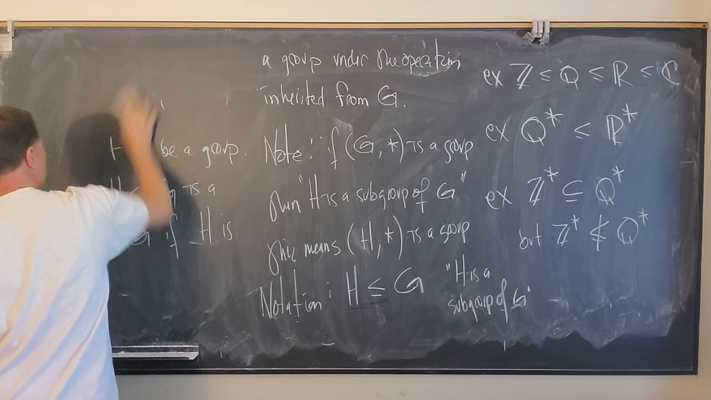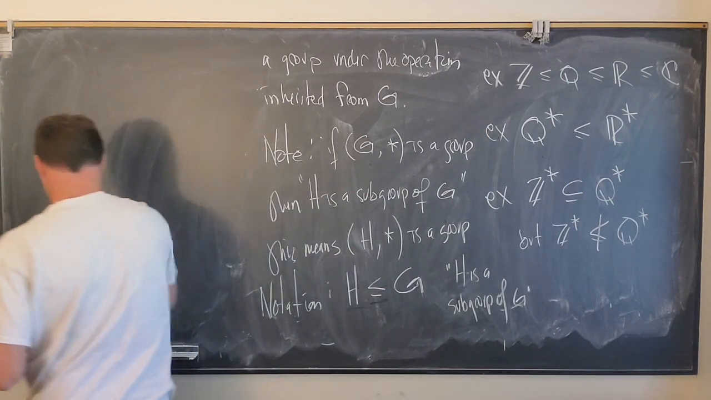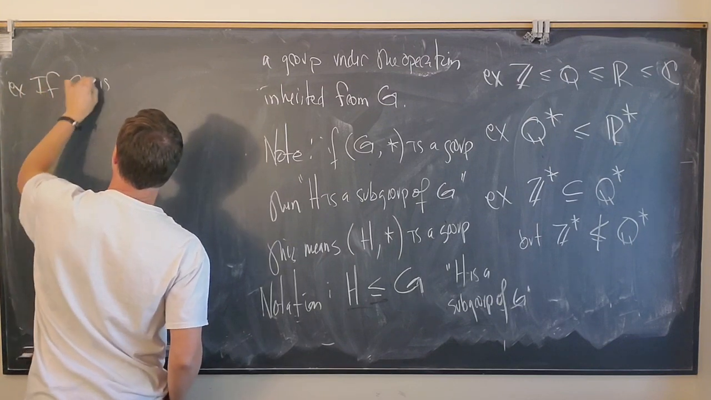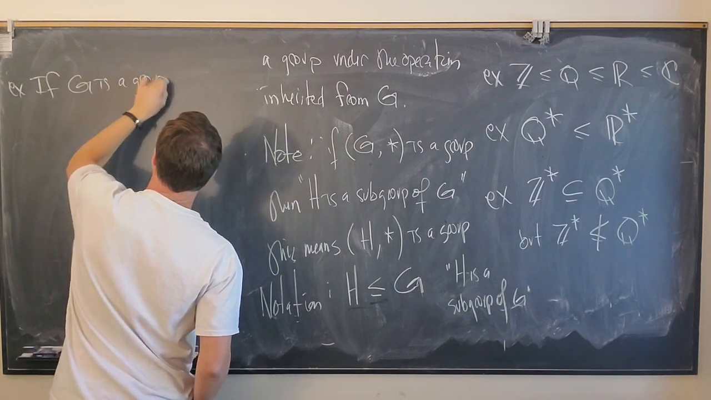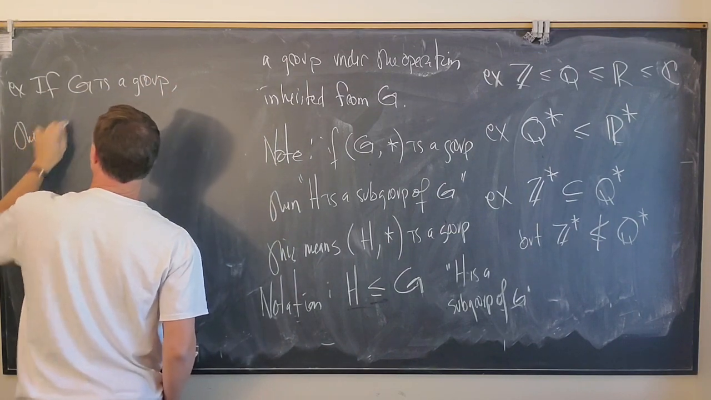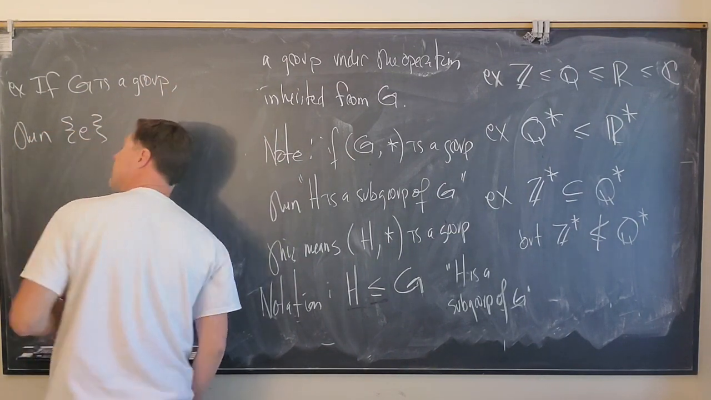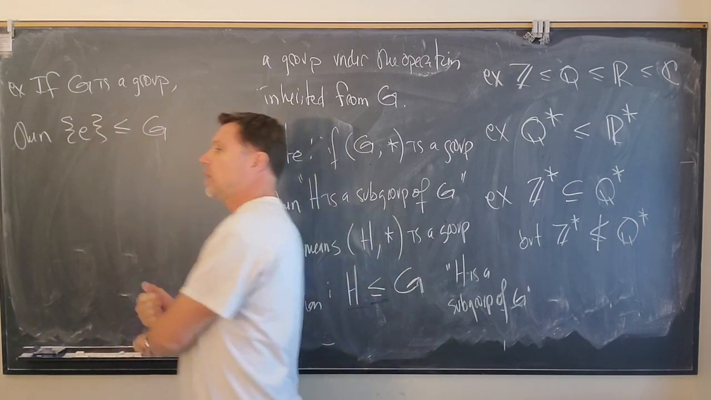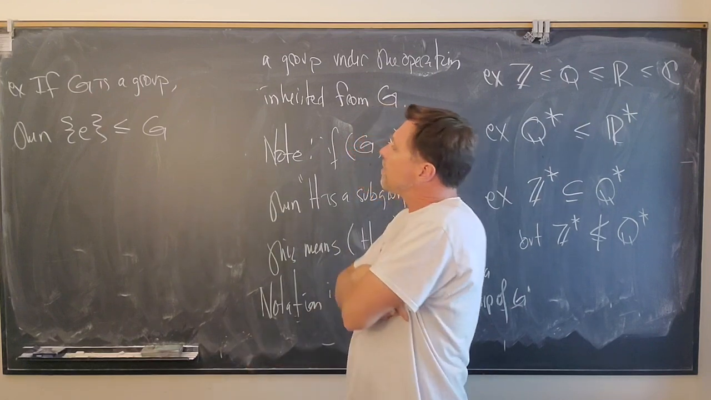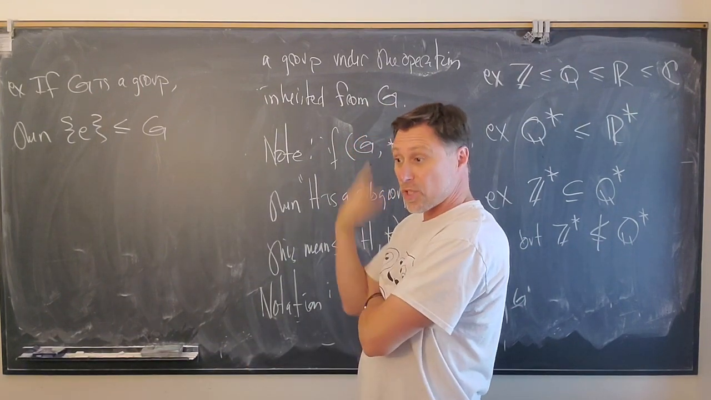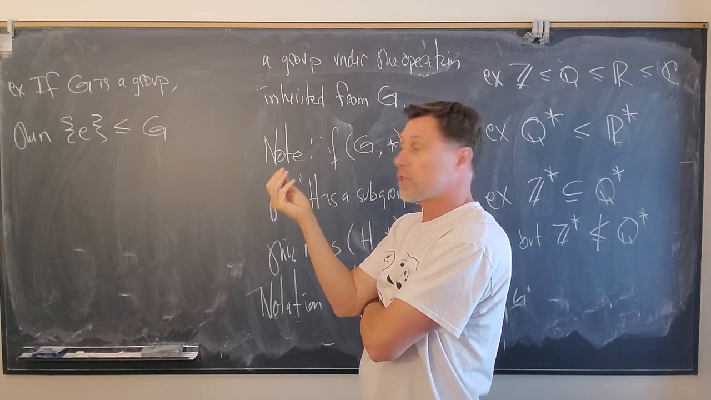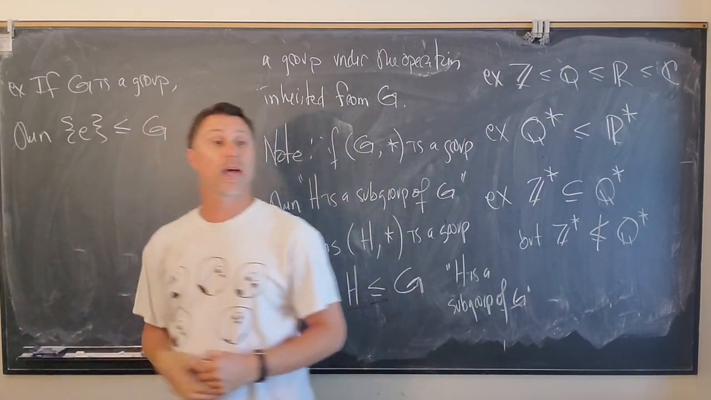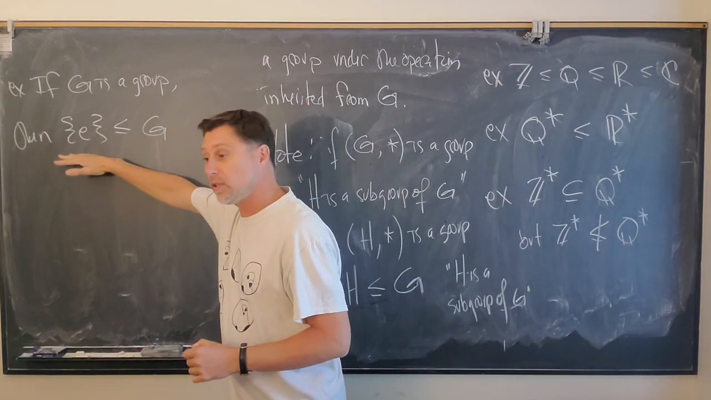Some more examples. If G is any group, then the set consisting of just the identity is always going to be a subgroup of G. Right? So let's see now. What does that mean? It means that first of all, it has to be a group, which means that it's closed under the operation. Well, E times E is equal to E, so that means that this subset right here is closed.